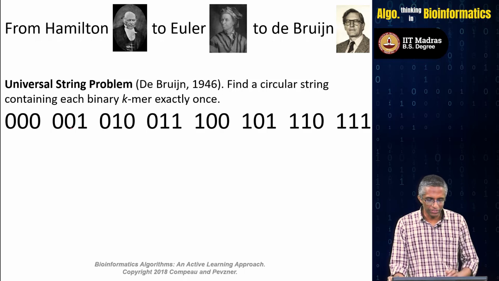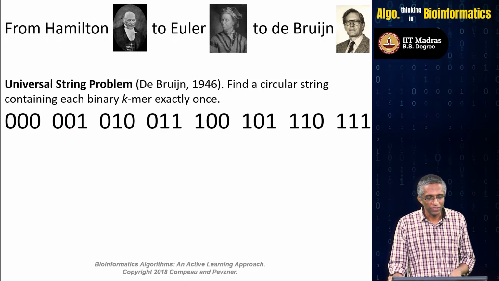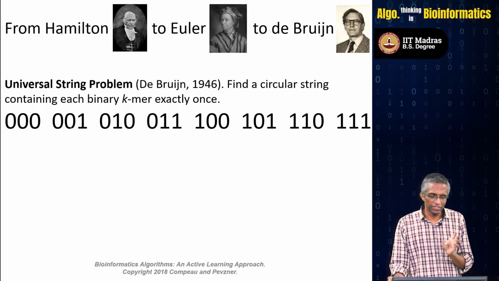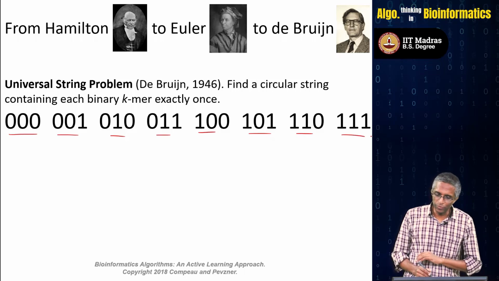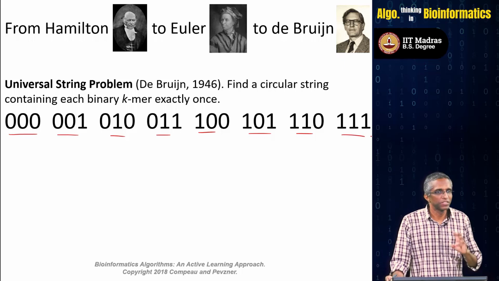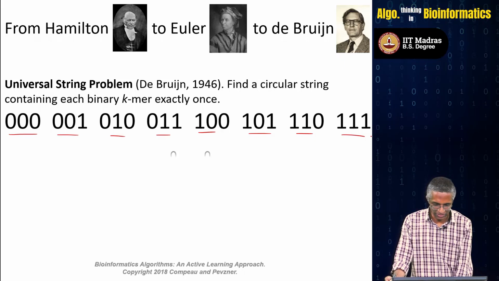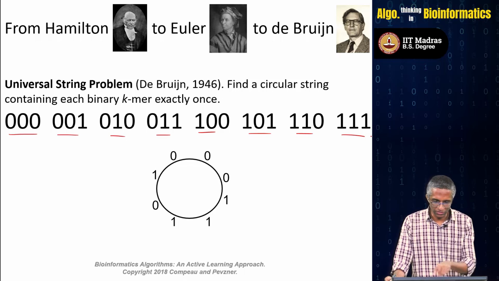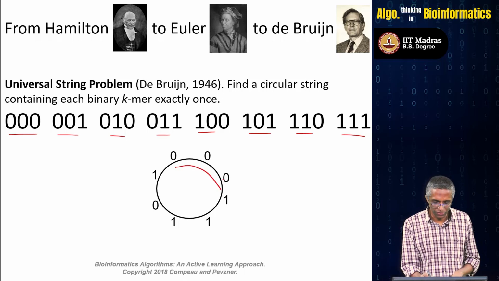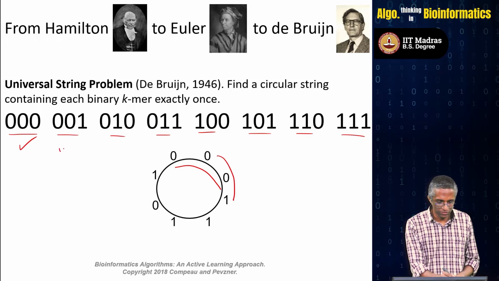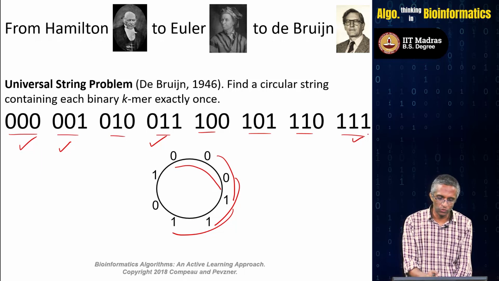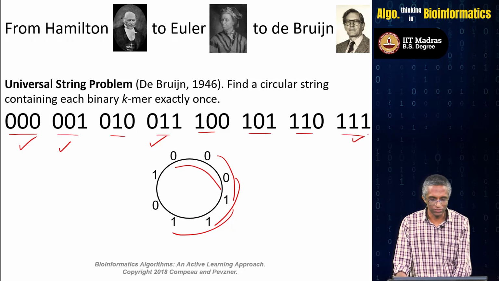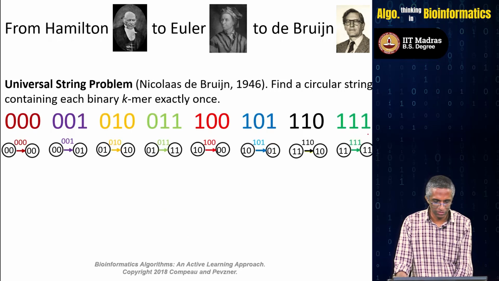You are basically given these binary strings, and you want to come up with a larger string that will contain each of these binary strings exactly once. De Bruijn solved this problem by constructing this de Bruijn graph and then finding an Eulerian path in this graph. This is one such circular string where you can see that this is 0 0 0, so this is being covered. This is 0 0 1, covered. This is 0 1 1, covered. 1 1 1, and so on. Everything will be covered exactly once as you slide this 3-mer window along this circle. Here is 101 and so on.